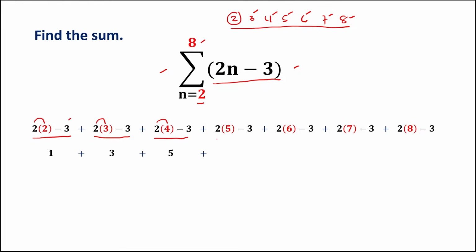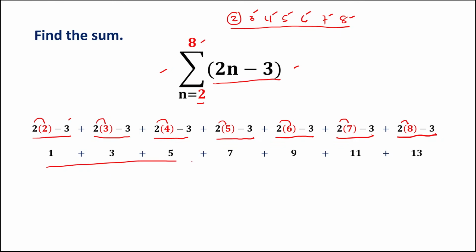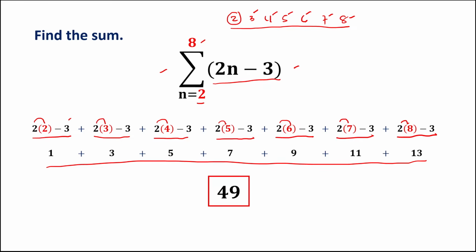Then plus, for this term, this is 10 minus 3, that's 7. Then plus 12 minus 3, that's 9. Then plus 14 minus 3, so this one is 11. Then plus 16 minus 3, this is 13. Then we need to add all these numbers. So we have 1 plus 3 plus 5 plus 7 plus 9 plus 11 plus 13. So the sum of this notation is equal to positive 49.